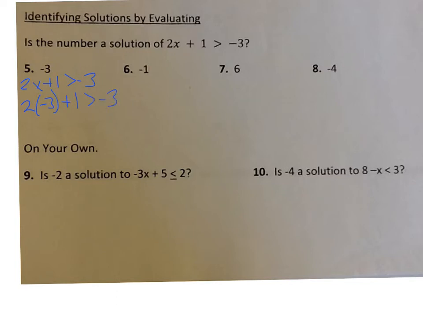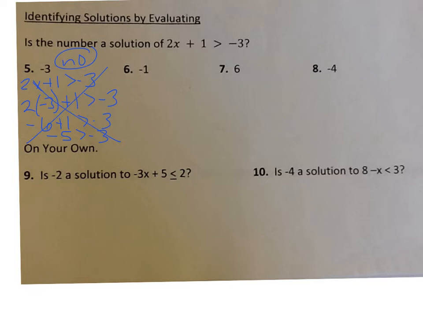So 2 times -3 is -6 plus 1. -6 plus 1 is -5. Is -5 greater than -3? No. So that is not a solution.